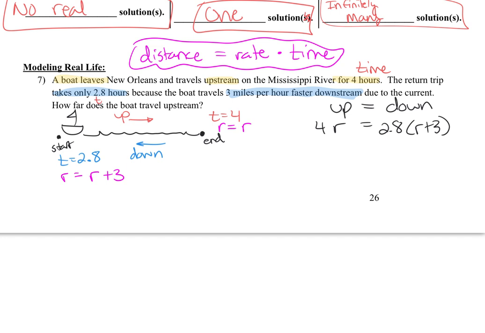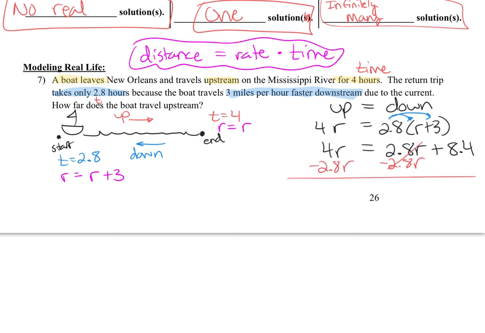Now we can solve. Let's distribute like we've done before. We're going to distribute 2.8 times r, 2.8 times 3. What's 2.8 times 3? 8.4. Thank you. All right, I have r's on both sides. I want to move the 2.8 r. I want that to become 0 r. How do I make 2.8 r become 0? Subtract it. 2.8 r minus 2.8 r. What's 4r minus 2.8 r? 1.2r. Thank you. And I still have 0r plus 8.4 is just 8.4.